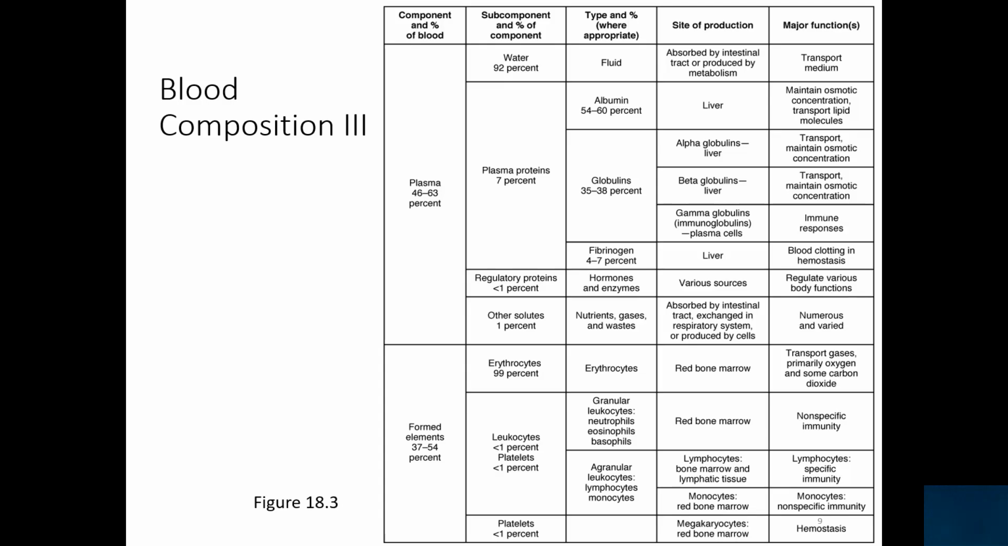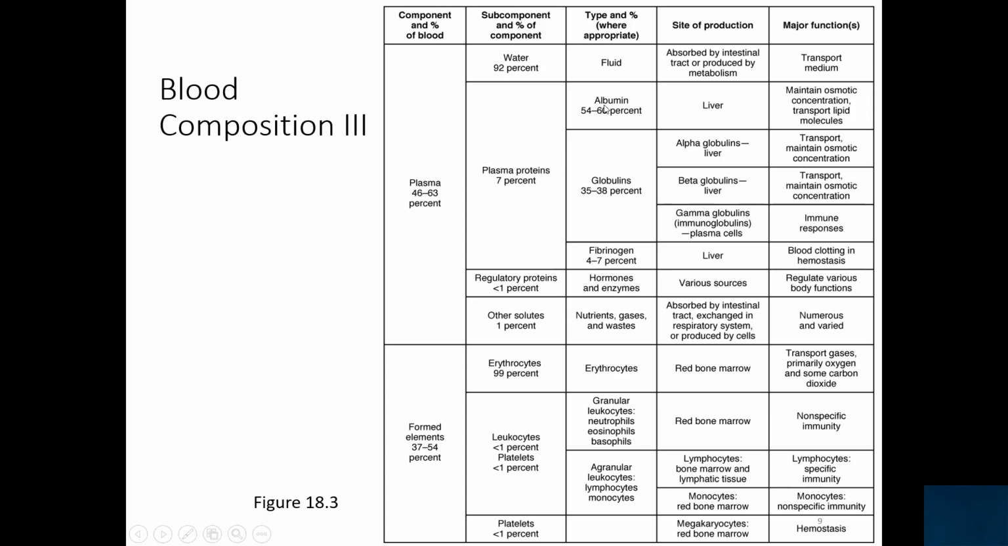What exactly do you need to know about blood composition? You need to know that blood is divided into plasma and formed elements, with percents. Then you need to know the content of blood plasma: how much is proteins, 7%, how much is water, regulatory proteins, that would be hormones, and other solutes.